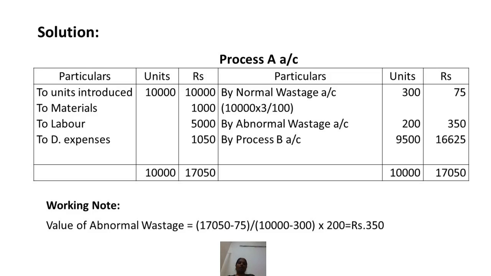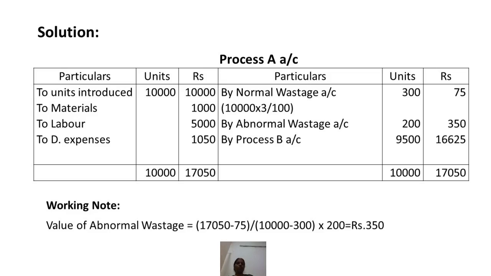So we get one value. What we got is in the form of amount. Now we have to divide this by the number of units, that is 10,000 minus the wastage here, 300 units. So 10,000 minus 300 is 9,700. So 17,050 minus 75 divided by 9,700, into 200. 200 is the abnormal wastage.